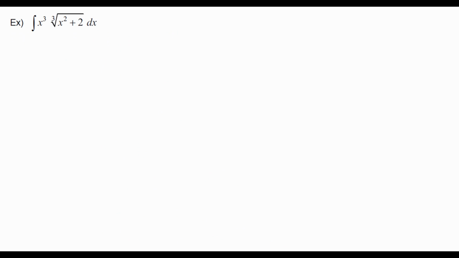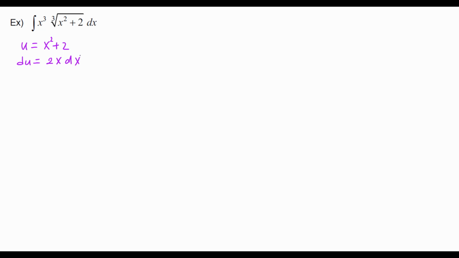Let's do one more. I have the integral of x cubed times cube root of x squared plus 2 dx. So you can see which one is a composite function, right? Cube root of x squared plus 2, and the inner function is x squared plus 2. So you are going to let u be equal to x squared plus 2. Then my du is equal to 2x dx.